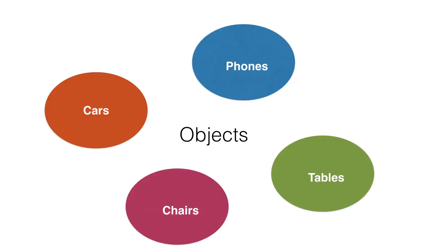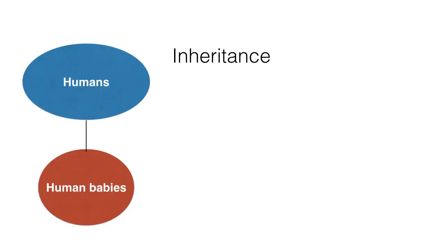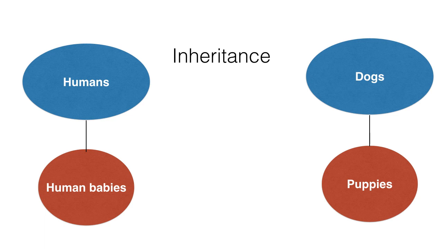We are surrounded by objects like cars, phones, tables, chairs, etc., each of which solves a problem for us. Object-oriented programming also thinks in terms of objects and uses them to solve problems. We see a lot of examples of inheritance around us in real lives. So human babies inherit the basic characteristics of humans, so 2 legs, 2 hands, etc. A puppy inherits the traits of a dog, so 4 legs, a tail, etc.